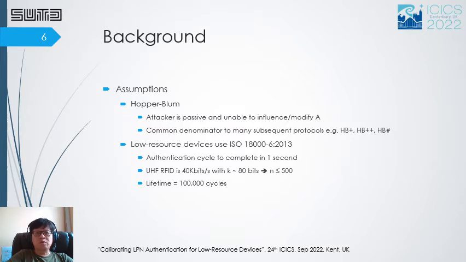From a low resource view, we assume the use of ISO 18000-6 specifications and with an authentication cycle of up to 1 second. Under the UHF RFID standard, it determines 40,000 kilobits per second as the transmission bandwidth, which translates to about a sample size of 500 with a key size of about 80 bits. We noticed that many popularly made RFID brands have a lifetime of 100,000 cycles.